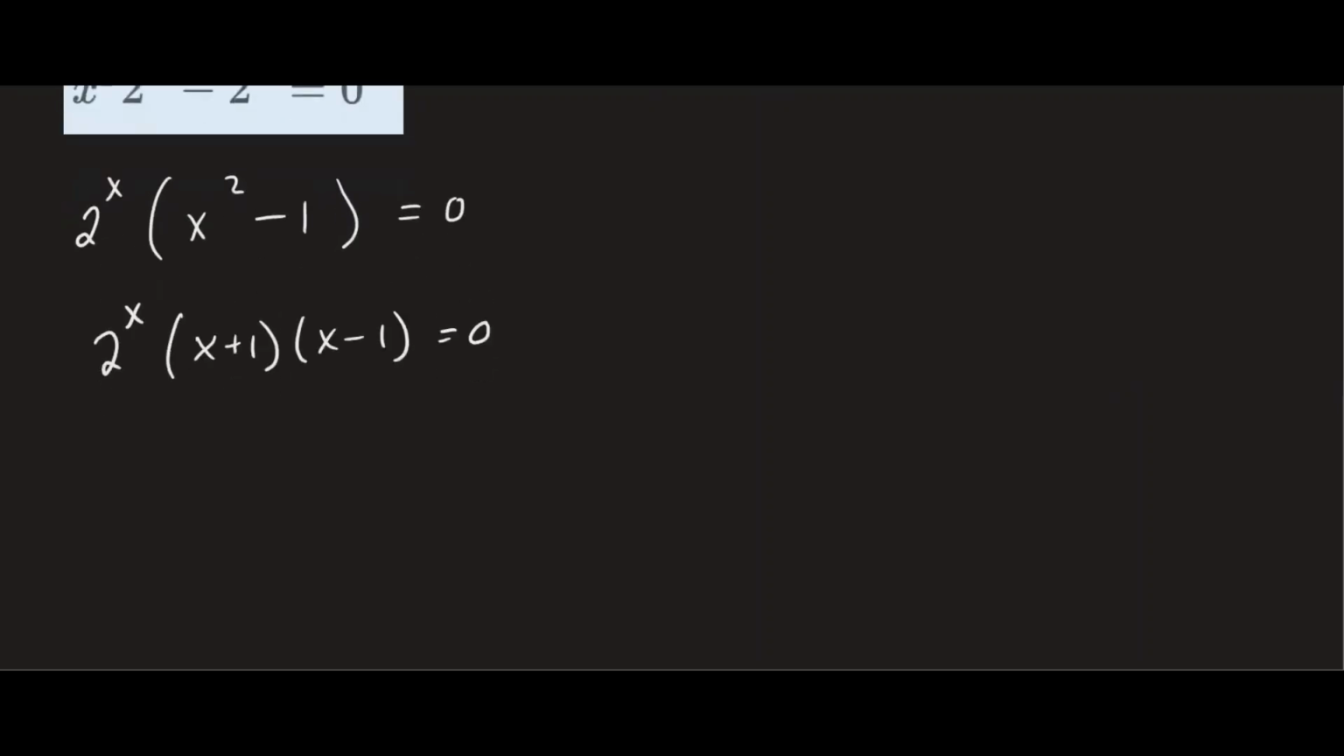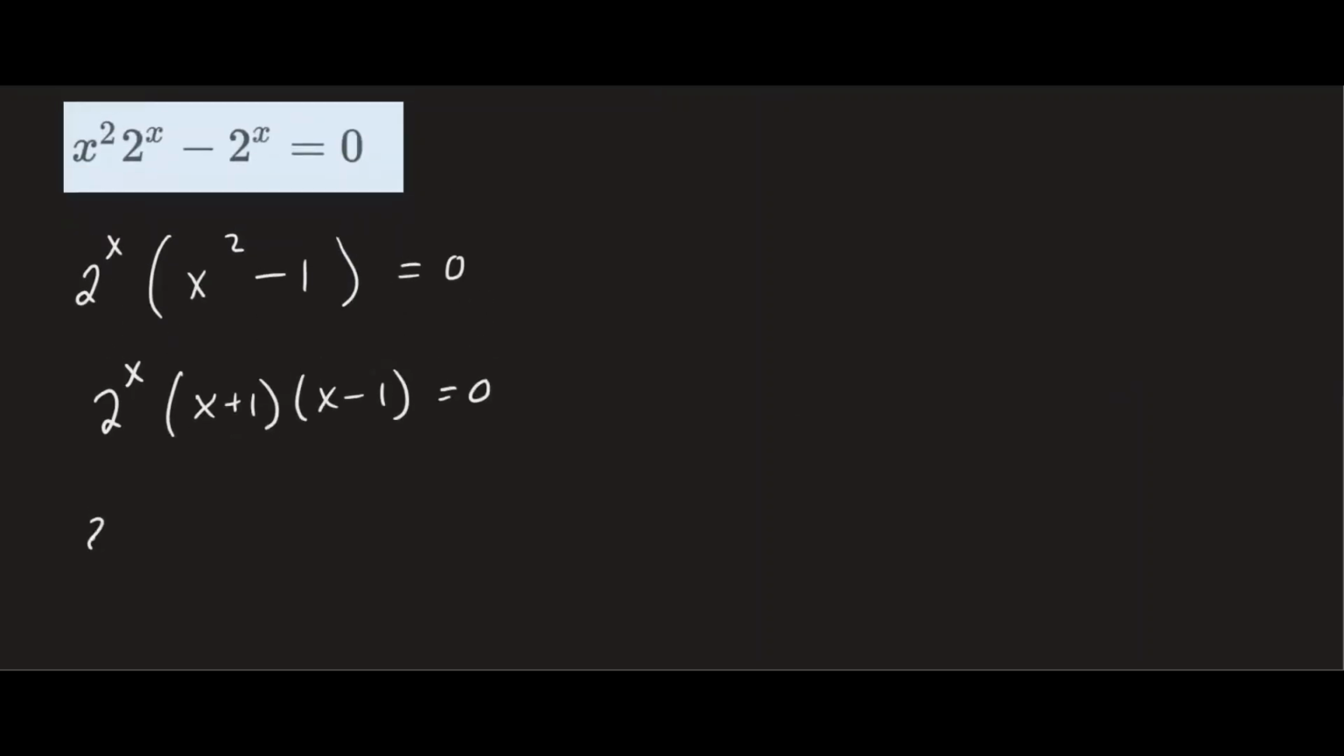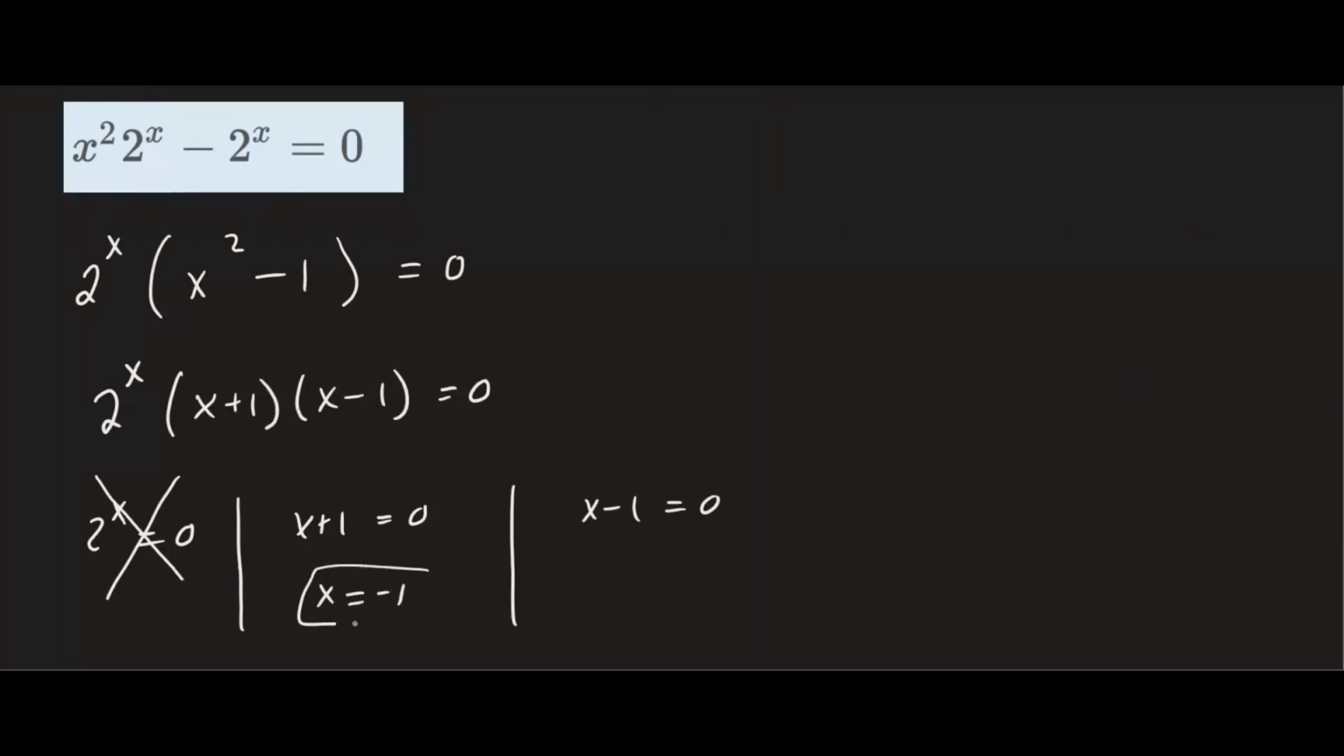Now we set each one of them to 0. We have 2 to the x is equal to 0, x plus 1 equals 0, and x minus 1 equals 0. We know an exponential can never be 0, so that's out. This one gives us x equals negative 1, and this one gives us x equals 1. So there you have two solutions for this problem.